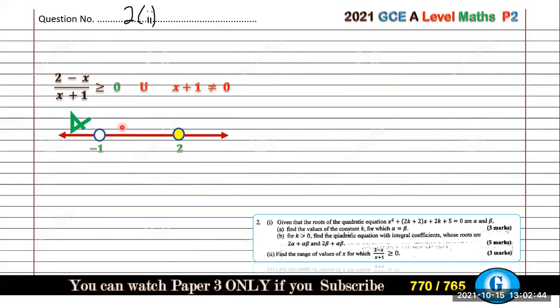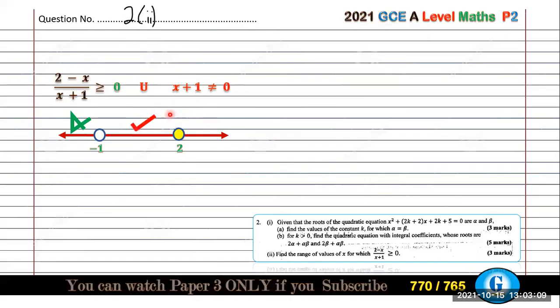Now let's test the region between -1 and 2. Take any number between -1 and 2, for example, 0, and test here. We have 2 minus 0 is 2, so the numerator is positive, and the denominator, 0 plus 1, is 1. The denominator is also positive. Positive divided by positive is positive. Is a positive number greater than or equal to 0? Yes. This means this middle region is the correct, satisfying region.